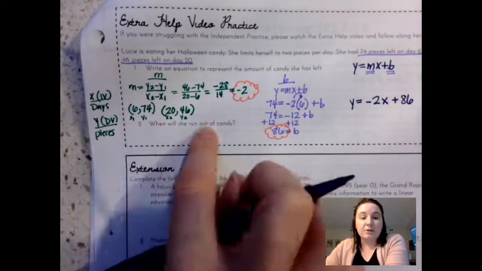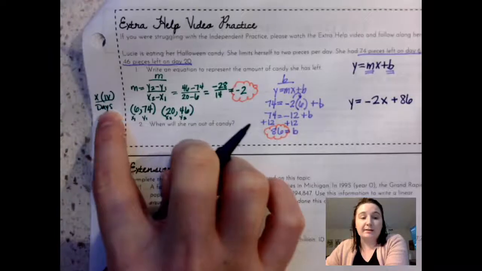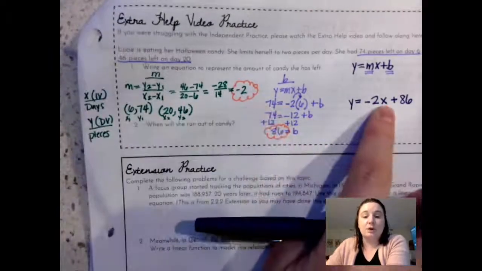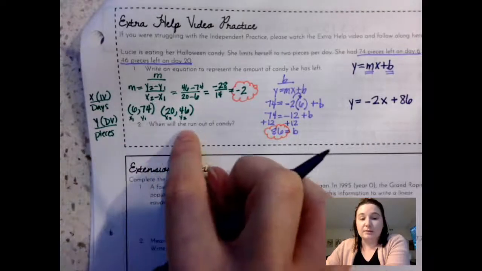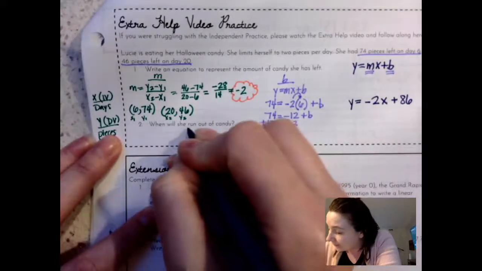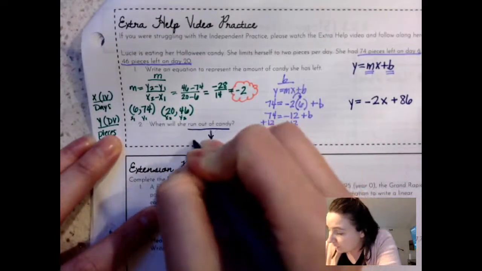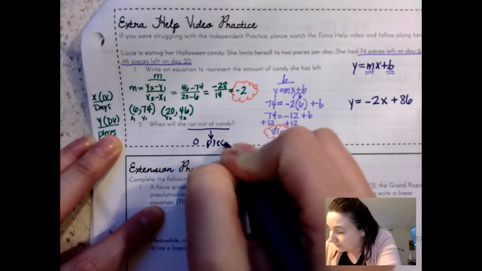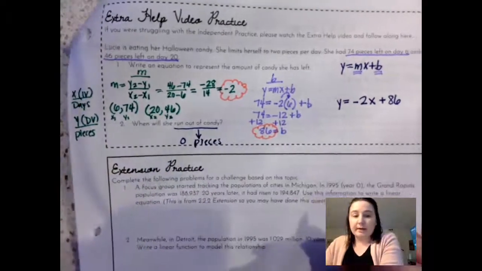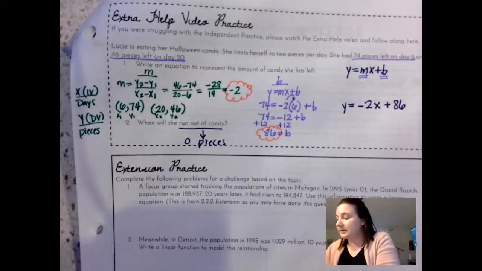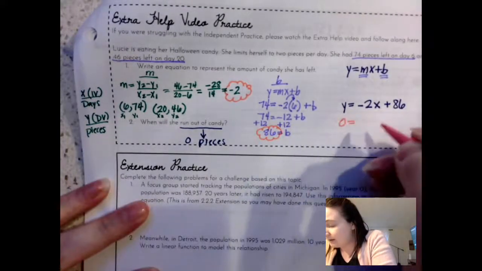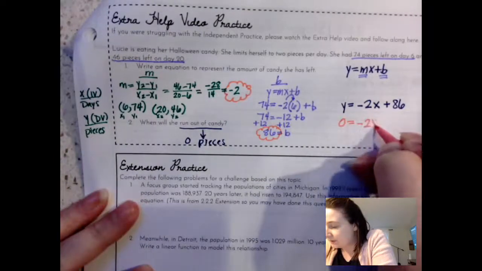And so it says, when will she run out of candy? That's asking for the days, so we don't know x. We do know y, which is the number of pieces. Run out of candy, this sentence, means when will we have 0 pieces? And so in order to figure that out, we can plug in 0 for y and solve.